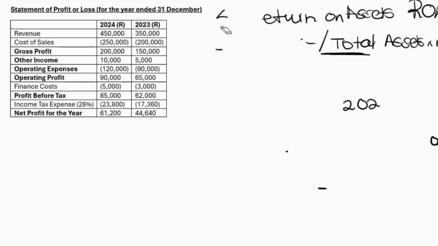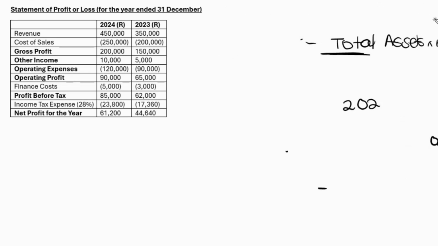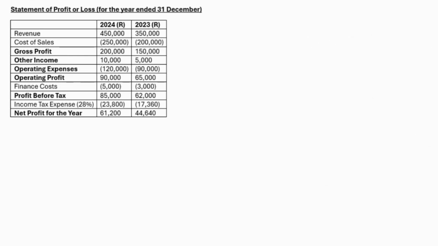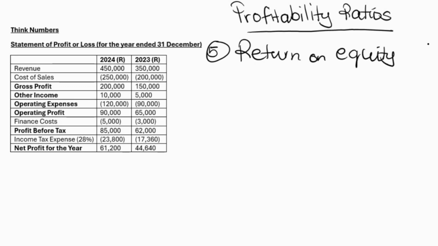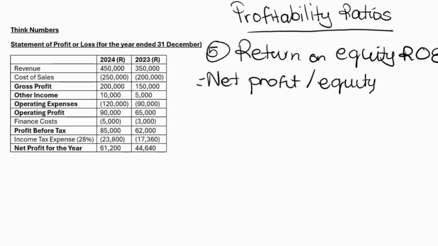Okay. Then lastly, under profitability ratios, we have our last ratio, which is our return on equity ratio, or the ROE ratio. And I think once again, you can sort of predict what the formula for this one is going to be. So next one, return on equity, or ROE. What we're looking at here is the return to our shareholders. And the formula for this one is net profit divided by our equity. And we're going to start off with 2023.